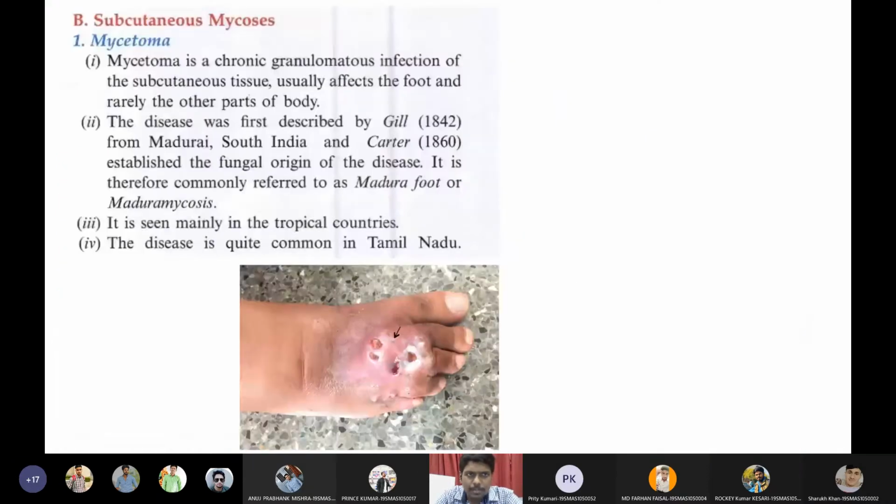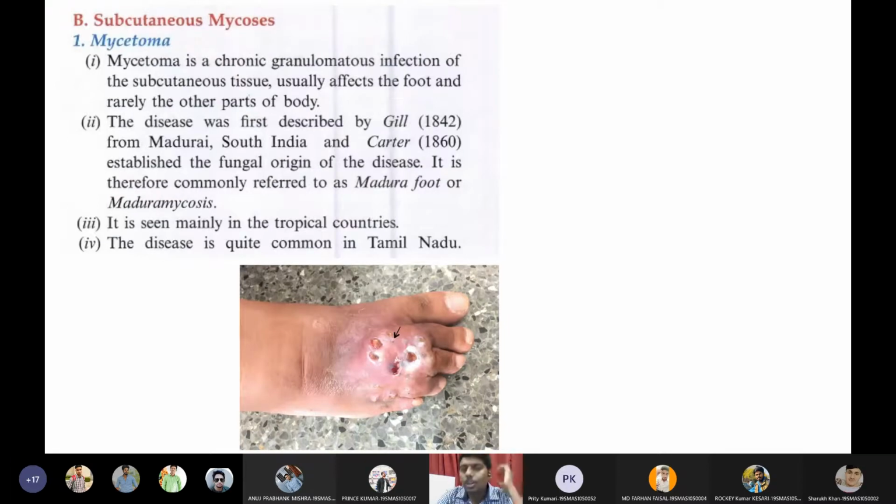So mycetoma is typically a chronic granulomatous infection of the skin, which was very common in South India, especially in Madurai of Tamil Nadu. This was first described by Gill, whereas Carter in 1860 established the fungal origin of the disease. Classically, this is called Madura foot. This particular infection is called Madura foot, and it is very common in the tropical regions of planet Earth.